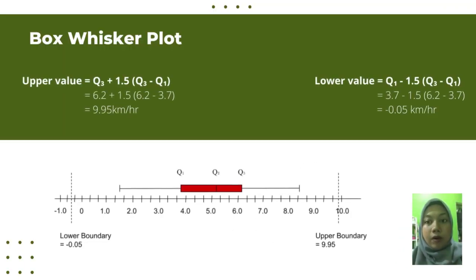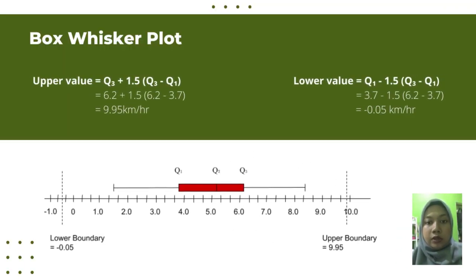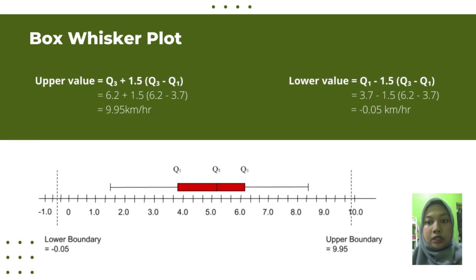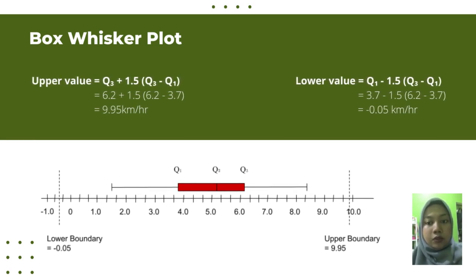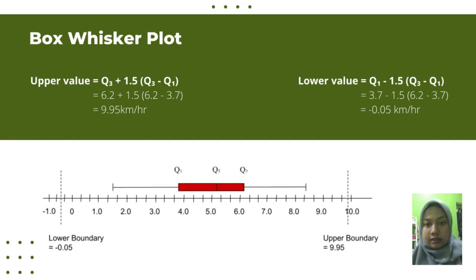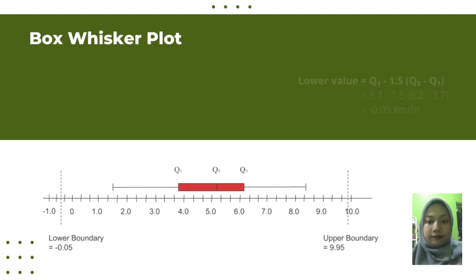And next, the box plot, where we have to find two values: the upper value and the lower value. For the upper one we got 9.95 km per hour, and the lower value is negative 0.05 km per hour. The function of the upper value and the lower value is to be the boundary of the data.